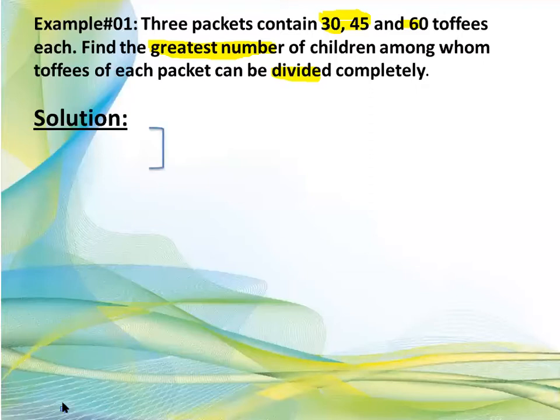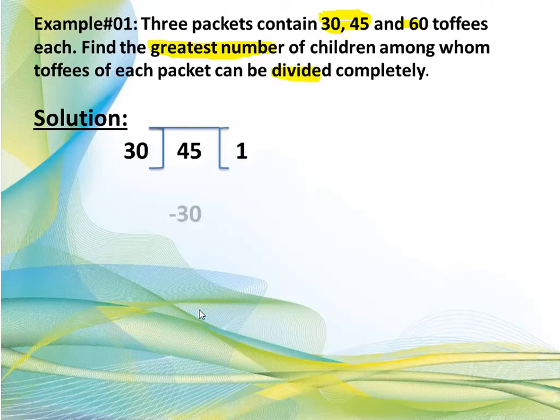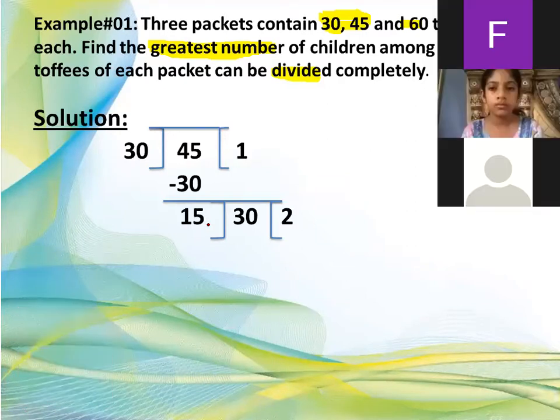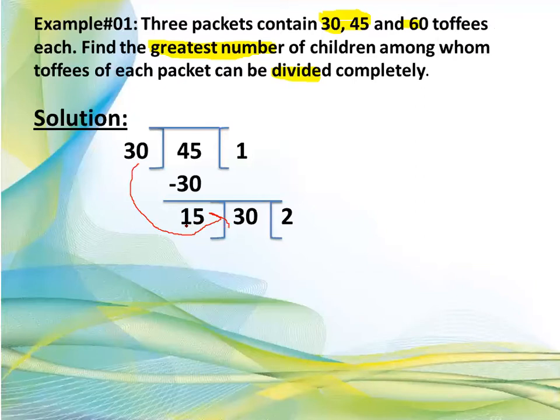So you will pick the first 2 numbers, 30 and 45. Just forget about 60 for now. You will divide 45 by 30 by the division method. 30 into 1 is 30, and after subtracting, you get 15 as a remainder. Since you get 15 as your remainder, you will take your previous step divisor as your new dividend and the previous remainder as your divisor. Now divide 30 by 15.